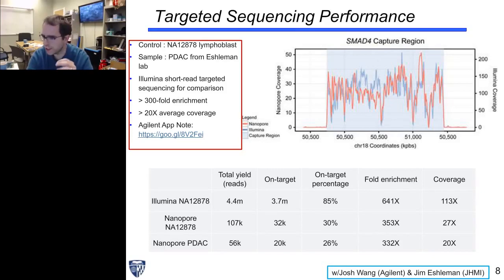30% on target, about 350-fold enrichment, which results in about 30x coverage. That's pretty good. That means we can get 30x coverage of this region. We can say with some confidence where structural variants are and what's going on in this region. So we were pretty excited by that.